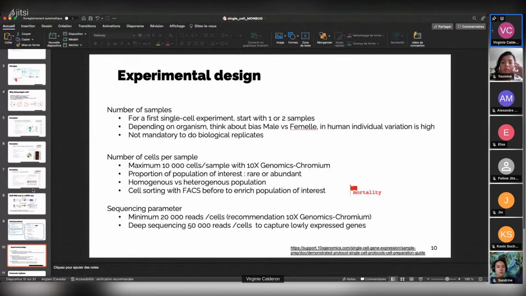So it's not like in RNA-seq where you need 3 replicates, for example, or sometimes in ChIP-seq, ENCODE will recommend 2 replicates. In this case, if you are doing 1 or 2 samples and find something, it's already something important, meaningful.